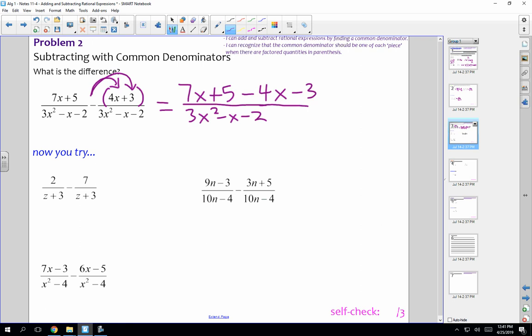So we're going to combine like terms on the top and write our final answer. 7x minus 4x is 3x. 5 minus 3 is 2, all over 3x squared minus x minus 2. Now, there's one other thing we need to check for, and that is whether or not we have any simplification that can happen. This takes us back to section 1 of the chapter. Given a rational expression, could we factor and then cancel? Let's go ahead and check and see what the factors of 3x squared minus x minus 2 would be.